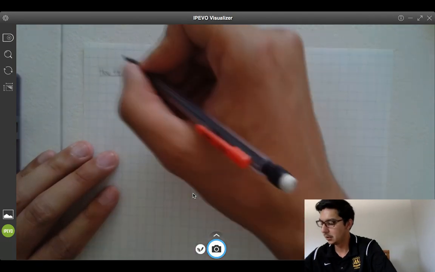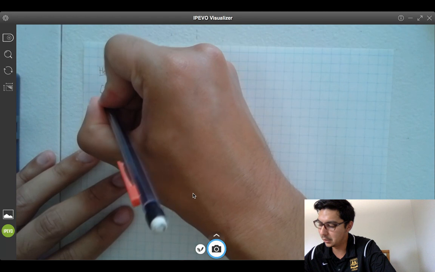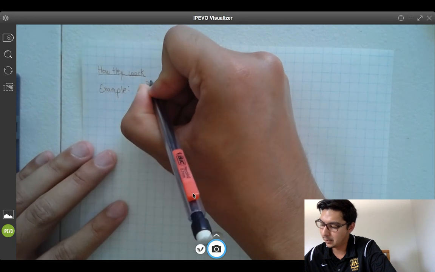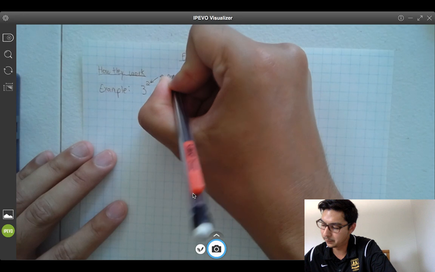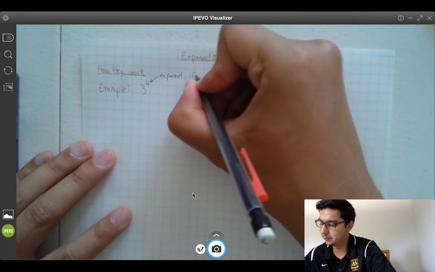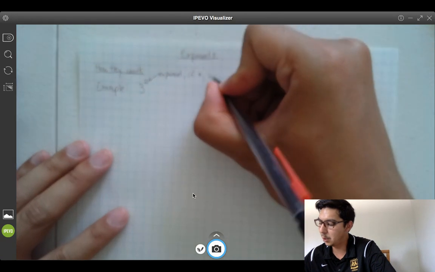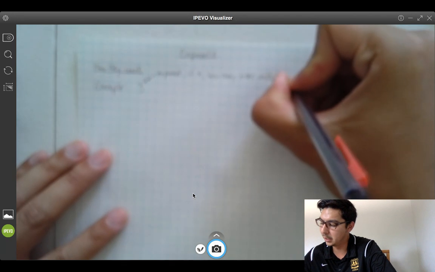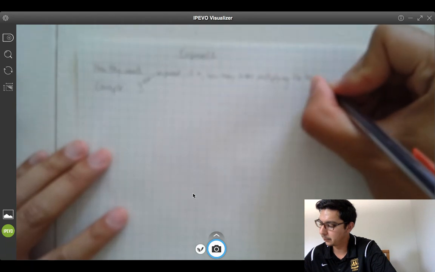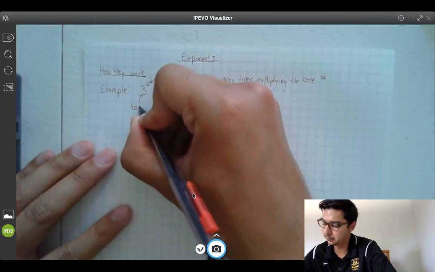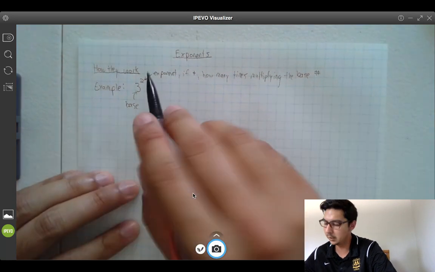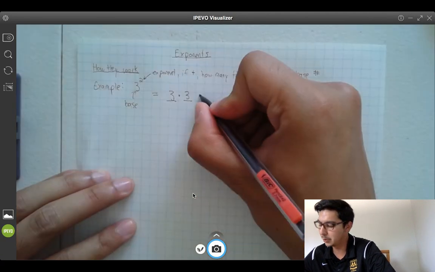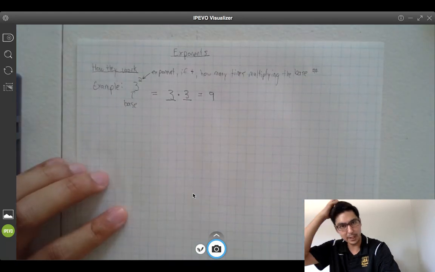So exponents is, say you have, and I just like to work it through examples with you. Say you had something like 3 to the second. This little number up here, that's called the exponent. And if positive, which it should be, that's how many times you're multiplying the base number. And this is the base number. So 3 to the second is equivalent to 3 times 3. You multiply it 2 times. And 3 times 3 is 9. Right. So that's how exponents kind of work.